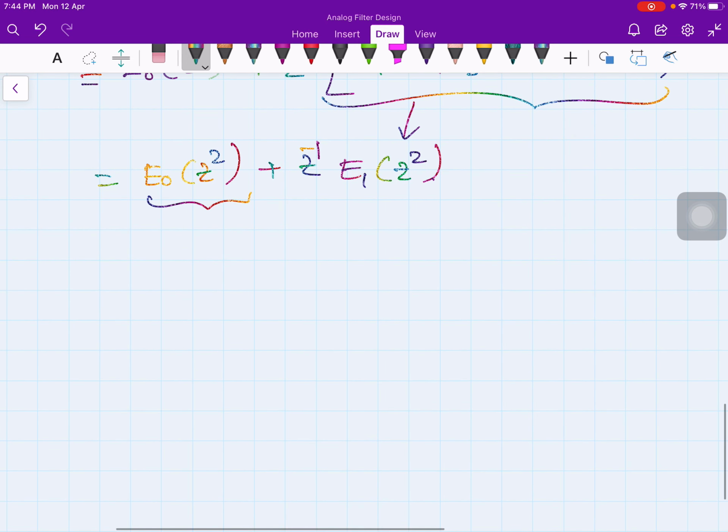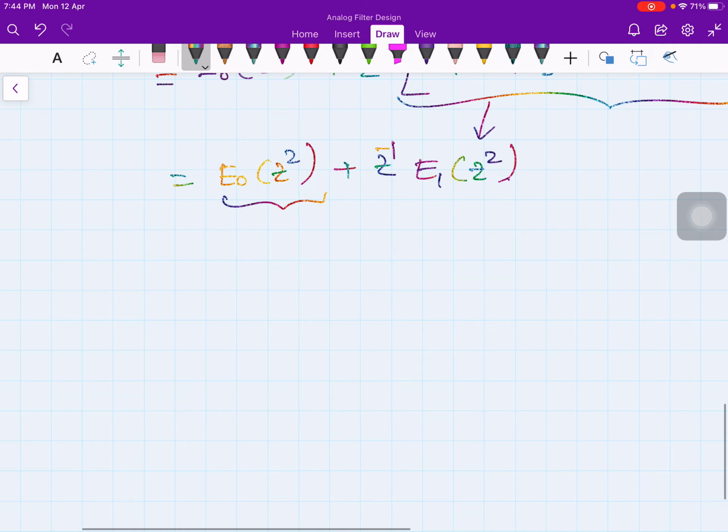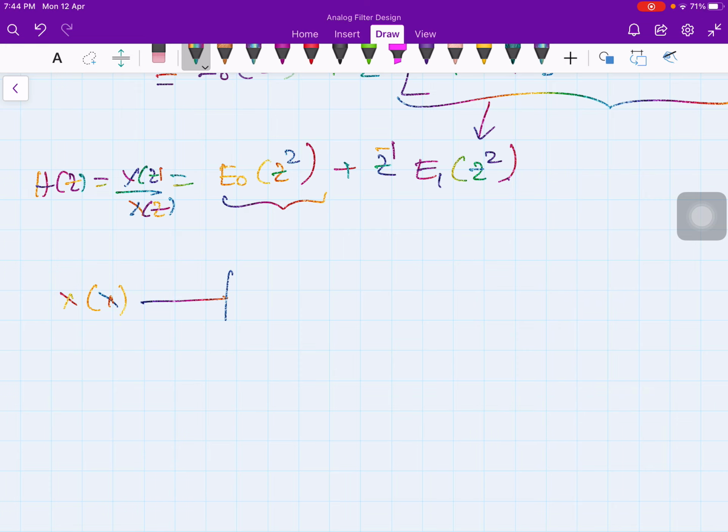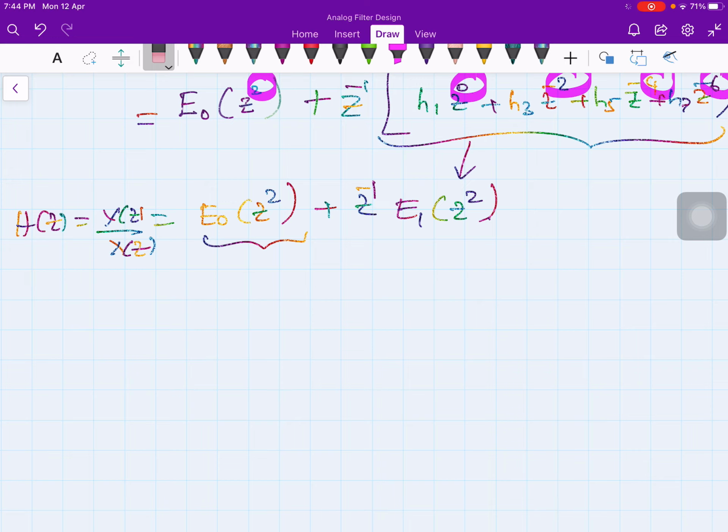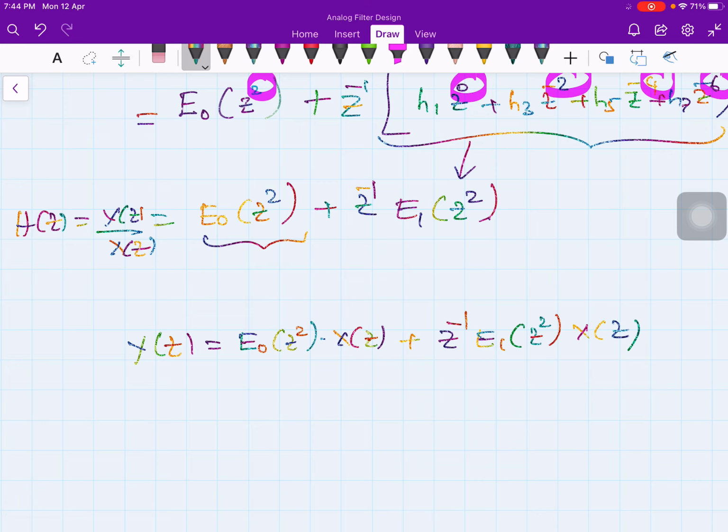Okay, so this is H of z. H of z, I can write Y of z divided by X of z. You can write this as Y of z equal to E0 of z squared times X of z plus z inverse E1 of z squared times X of z.